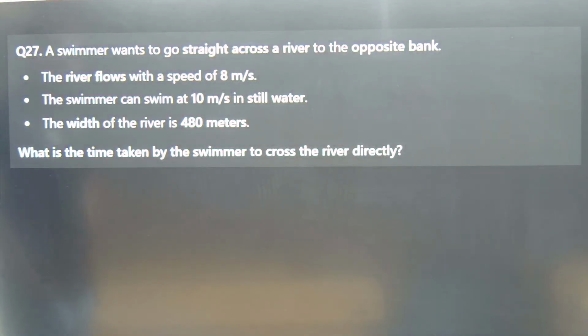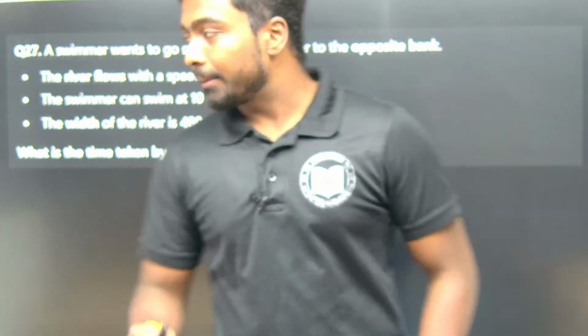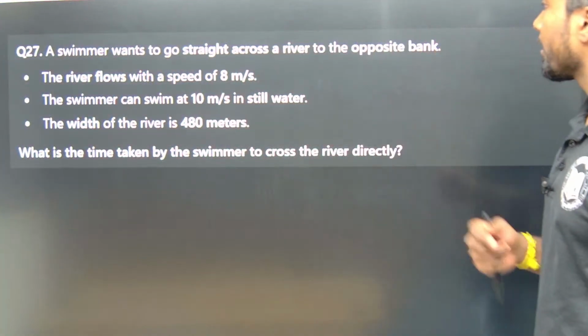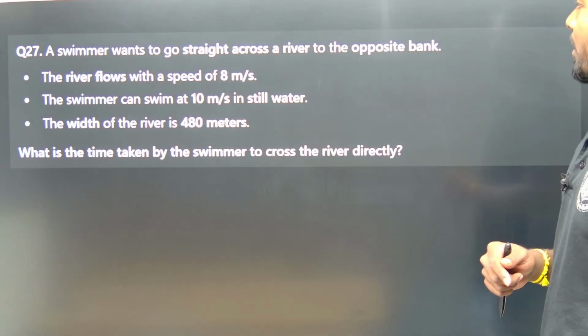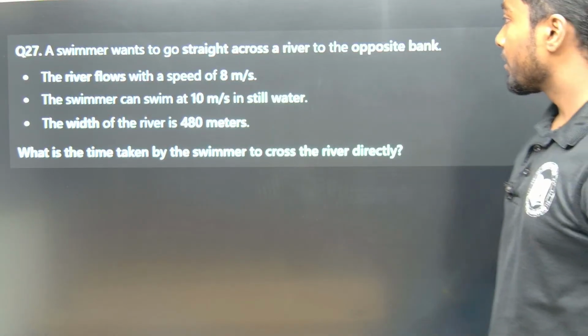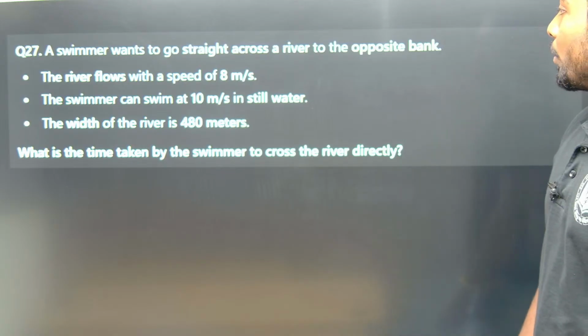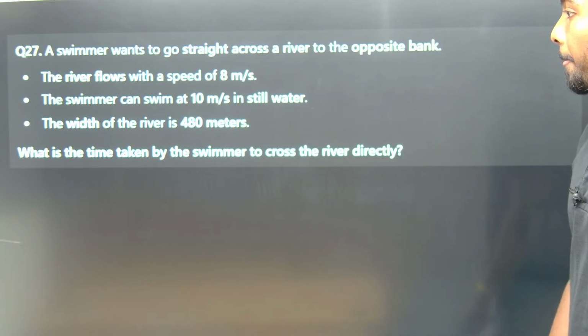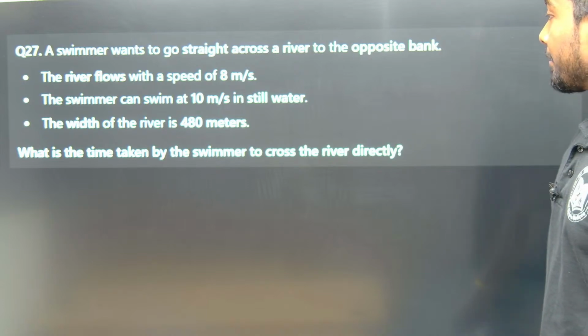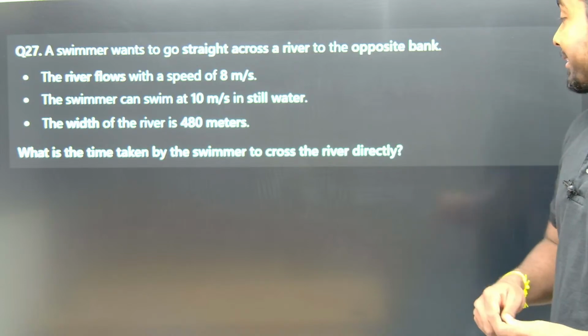A swimmer wants to go straight across a river to the opposite bank. The river flows with a speed of 8 meter per second. The swimmer can swim at 10 meter per second in still water. The width of the river is 480 meter. What is the time taken by the swimmer to cross the river directly?